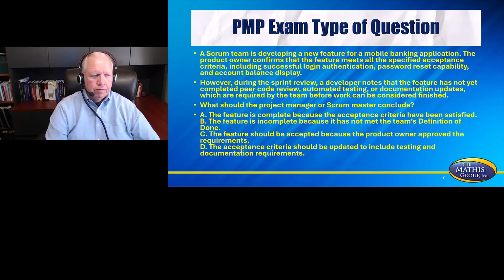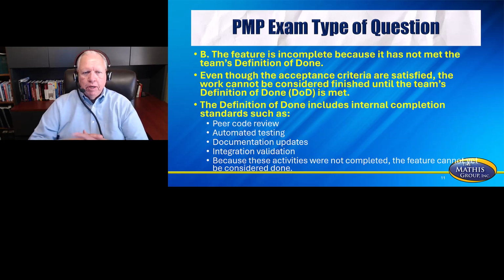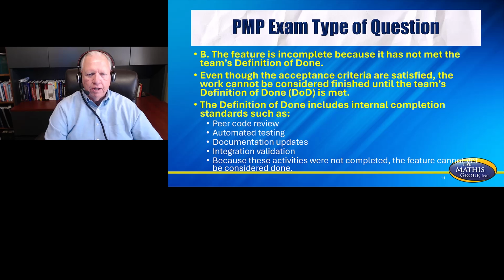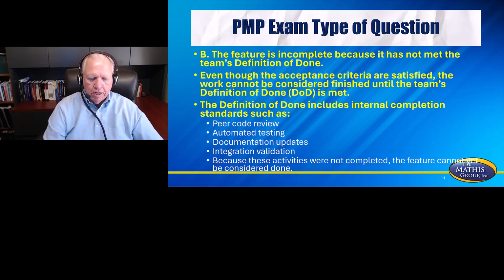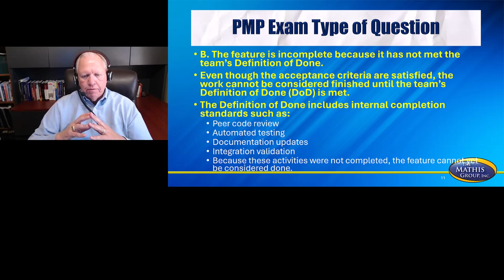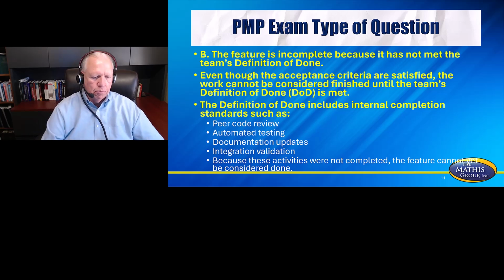All right, you have your answer? I'm getting ready to share it. All right, B was your best answer. The feature is incomplete because it has not met the team's definition of done. Even though the acceptance criteria are satisfied, the work cannot be considered finished until the team's definition of done is met. The definition of done includes internal completion standards such as peer code review, automated testing, documentation updates, and integration validation. Because these activities were not completed, the feature cannot be considered done. So that gives you some insight into what that test question can feel like.